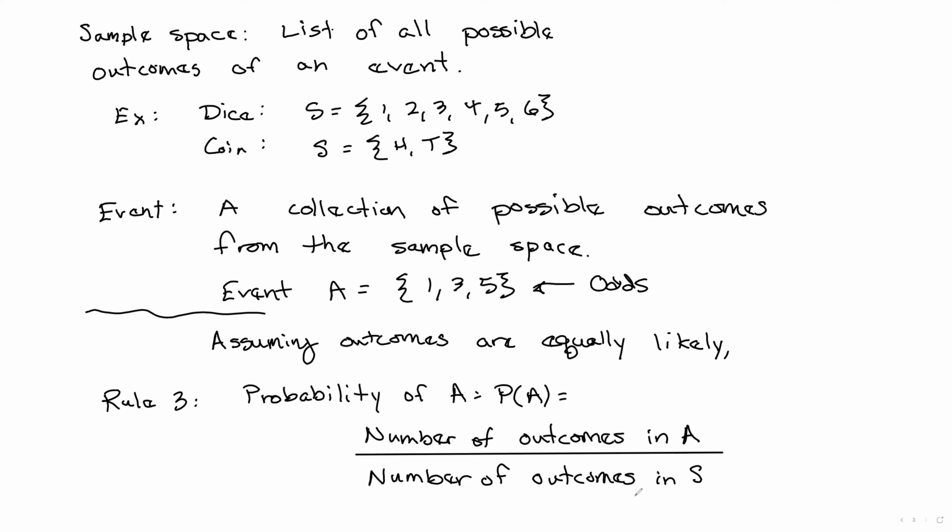Again, that requires that all of the outcomes are equally likely. That does not work if the outcomes are not equally likely. So that would work with dice or coins because the outcomes are equally likely.